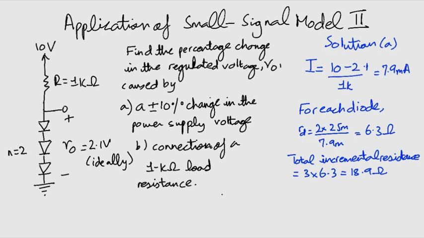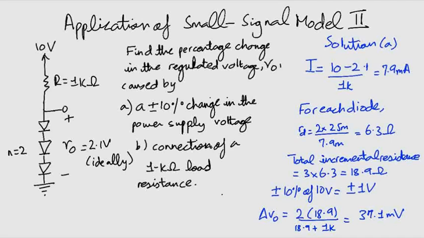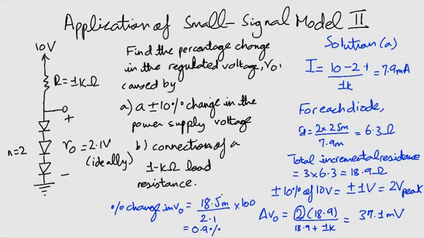The plus-minus 10% change can also be written as a plus-minus 1 volt change in supply voltage. Thus, the peak-to-peak change in output voltage will be 37.1 millivolts. The 2 over here is because we are considering peak-to-peak voltage. In other words, plus-minus 1 volt can also be written as 2 volts peak-to-peak. The percentage change in the output is approximately 0.9%.